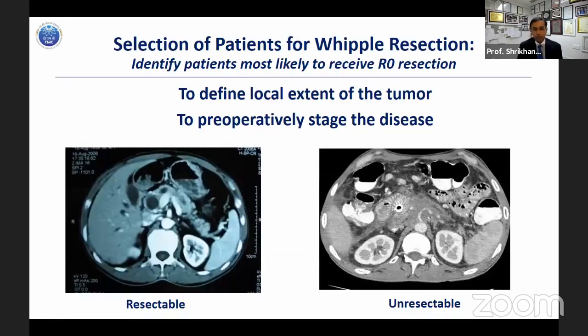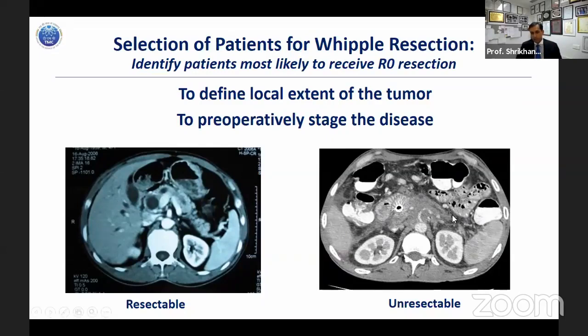When I select a patient for pancreatic resection, not just for the right pancreas for a Whipple, but even for the left pancreas, the key is to define the local extent of the tumor and to preoperatively, I would say radiologically, stage the disease. A simple case in point is here on the left side. You see a dilated pancreatic duct. You see the portal vein and superior mesenteric vein, and you can also see the splenic vein. There is a big dilated common bile duct and a dilated pancreatic duct. The superior mesenteric artery is okay. There are no lymph nodes around in the retroperitoneum. The liver is looking clean. In such a case, this is plain, simple, resectable disease without vascular involvement.